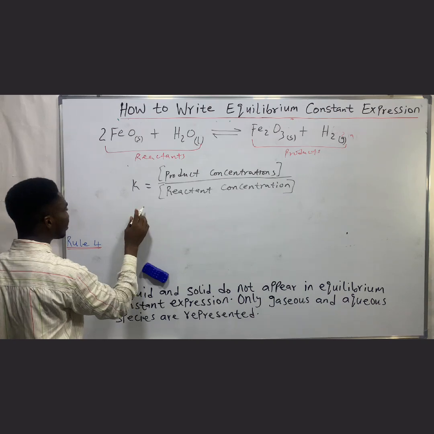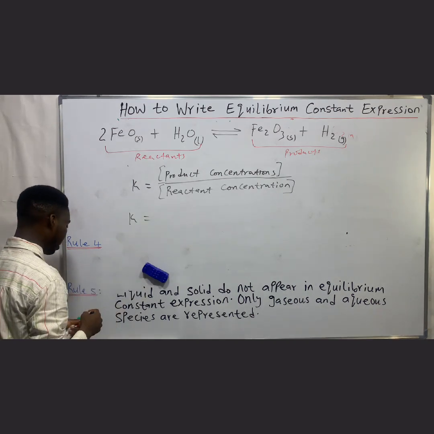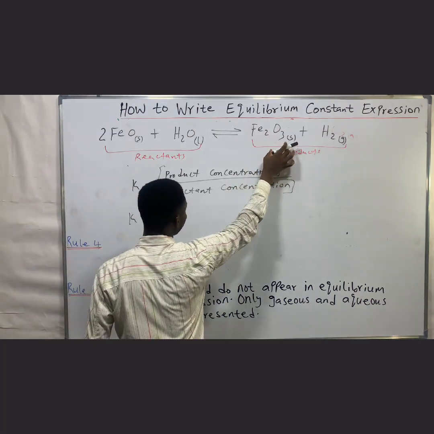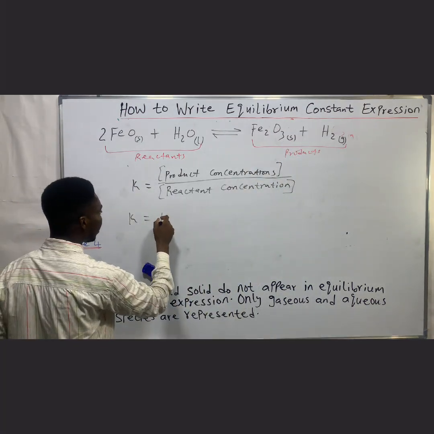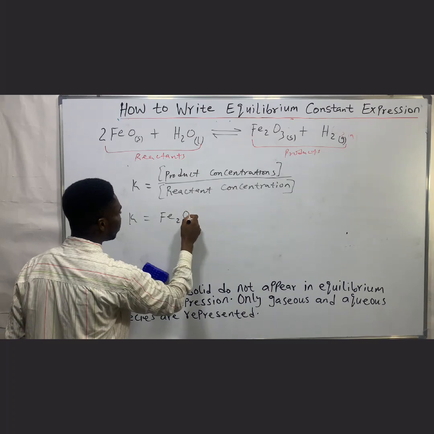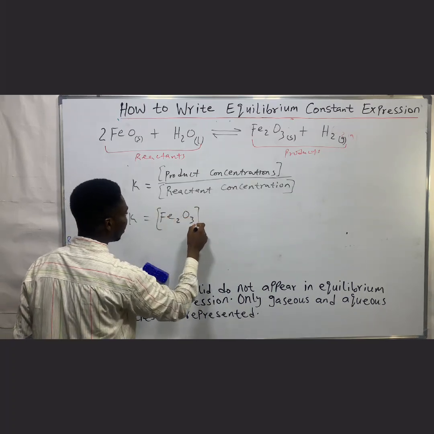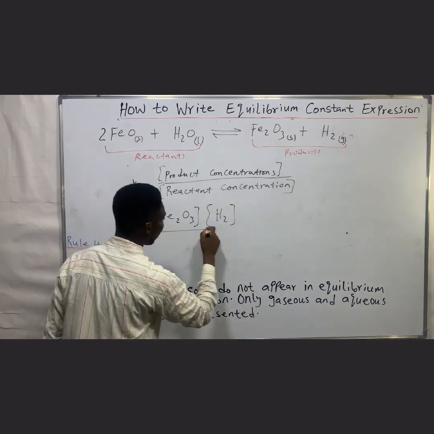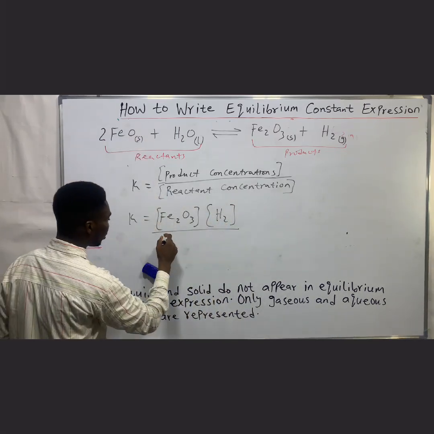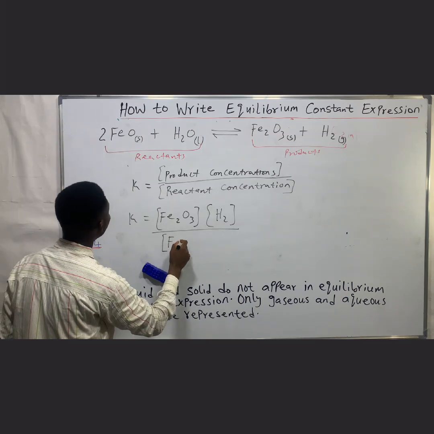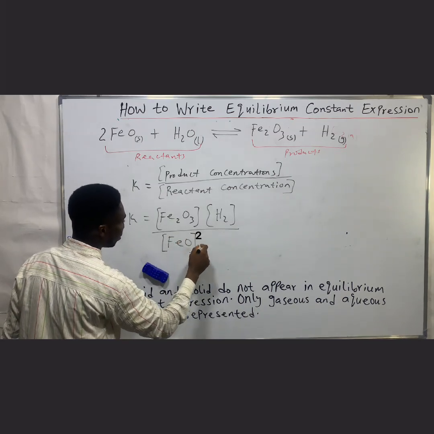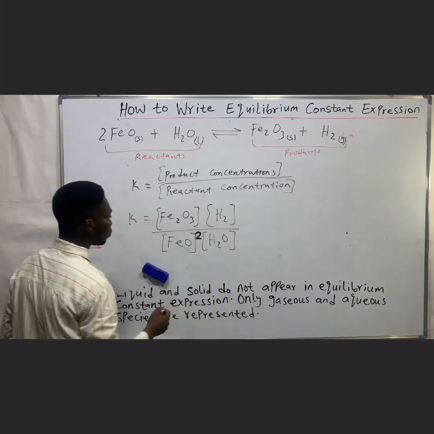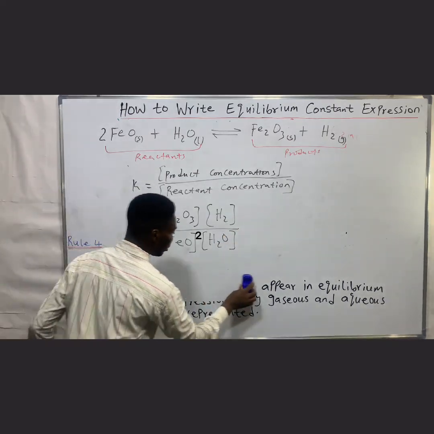All right. Now, what is K? K is going to be what? Now, product concentration. This is my product concentration, that is Fe2O3 and hydrogen, all over reactant concentration, which is FeO, then H2O.